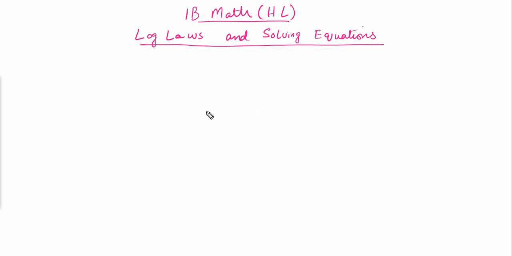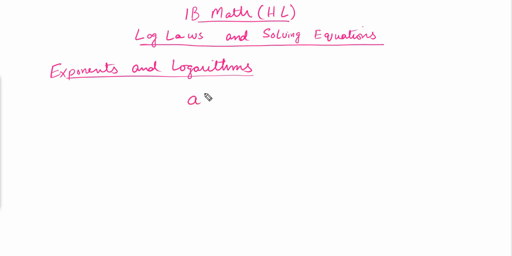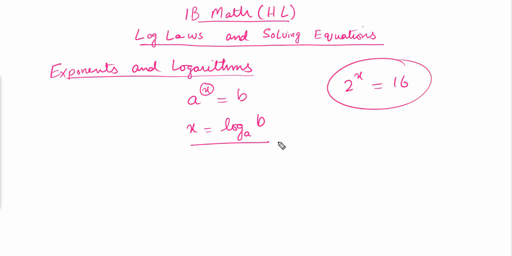Let's start off with exponents and logarithms. In the exponents and logarithms, let's discuss a rule. Suppose we have a to the power of x equals b, and we want to work out the value of x. Then x will be equal to log to the base of a of b. For example, if we want to work out the value of x in 2 to the power of x equals 16, we will convert this equation into the logarithmic form, and from there we'll work out the value of x. It will become x equals log to the base of 2 of 16.